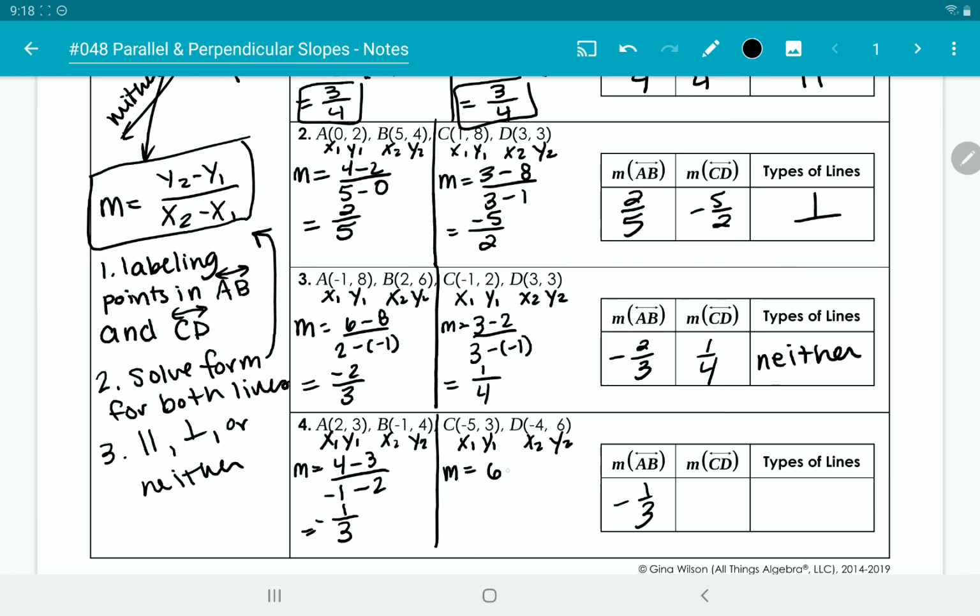Now we're going to do the same thing over here. y2, 6, minus y1, which is 3, divided by x2, negative 4, minus x1, which is negative 5. So 6 minus 3 is 3. Negative 4 plus 5, those double negatives change to a plus, is going to be 1. We can write that as 3 over 1, or as 3. It does not matter. So we have negative 1/3 and 3.